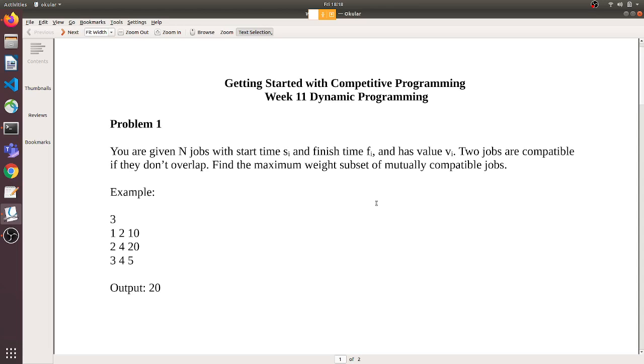So then, think of something else. It would be basically the examples where, let's say, the jobs.